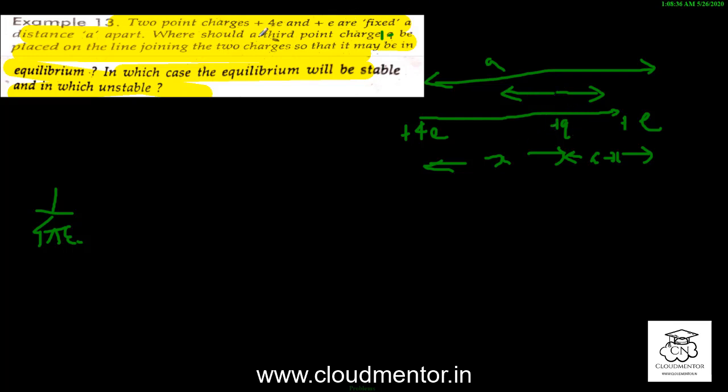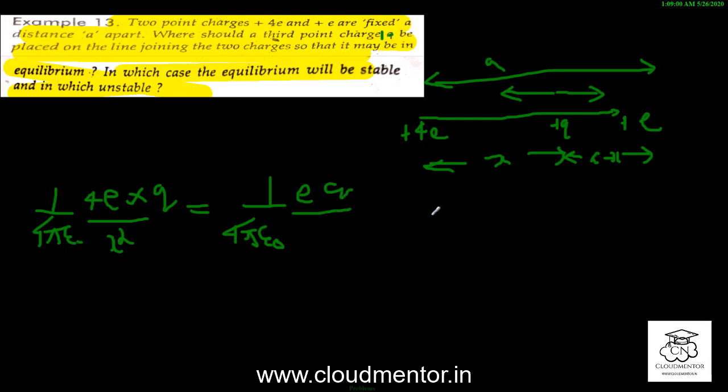So we write 1 by 4 pi epsilon 0 into 4e multiplied by Q divided by x square, since the distance between 4e and Q is x, must be equal to 1 by 4 pi epsilon 0 into e Q divided by a minus x the whole square.